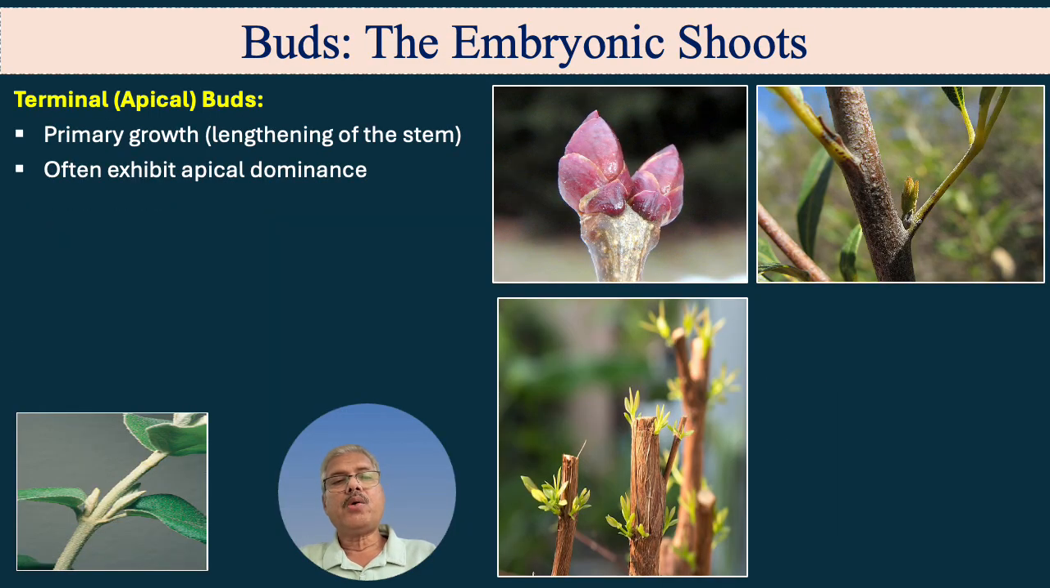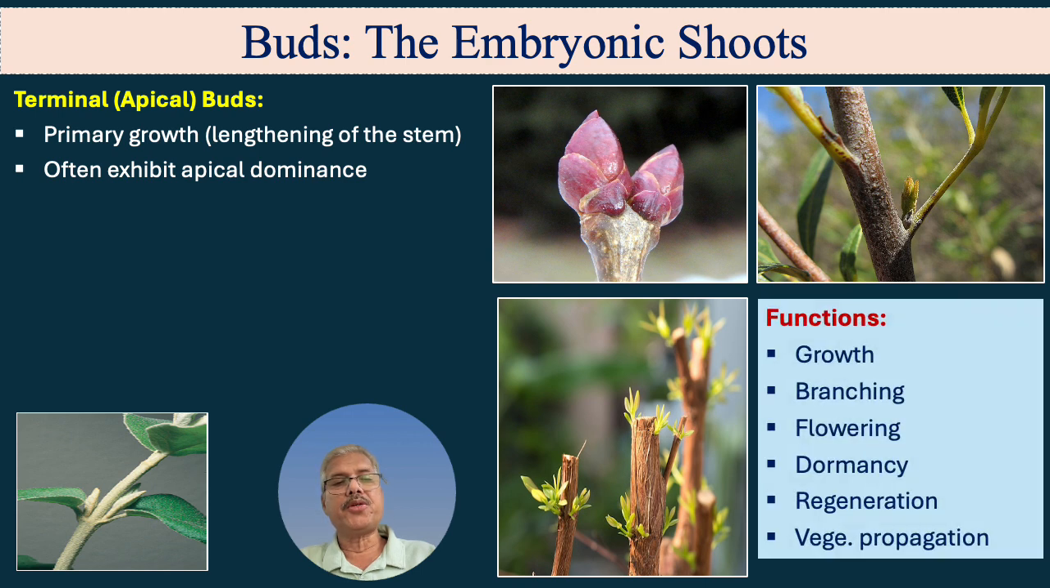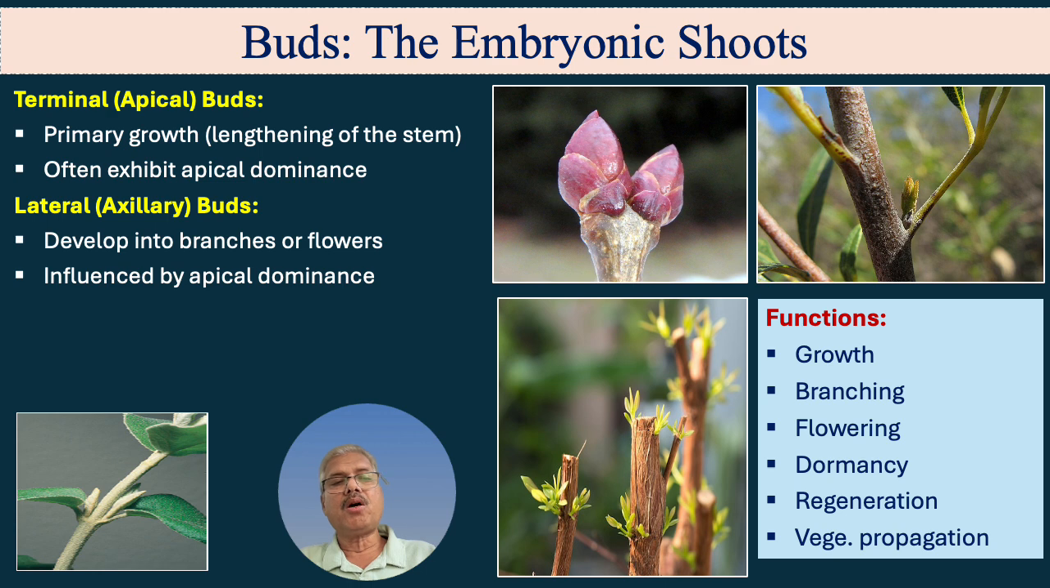Buds are the undeveloped or embryonic shoots found in plants. They contain meristematic tissue which can develop into new stems, leaves, or flowers. They are typically covered by protective scales which prevent desiccation and damage. The types of buds include the terminal or apical buds, which are located at the tip of the stem and are responsible for the primary growth, that is the lengthening of the stem.